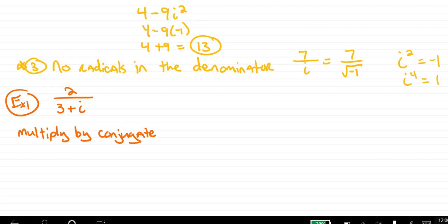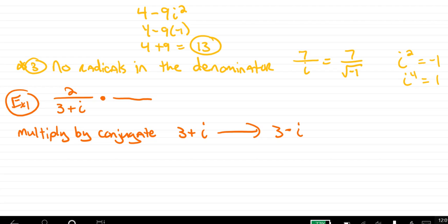So the conjugate of 3 plus I is going to be 3 minus I. Again, all you're going to do is change the sign of the I term. If it's a positive, it becomes negative. If it's a negative, it becomes a positive. So we're going to multiply by the conjugate.